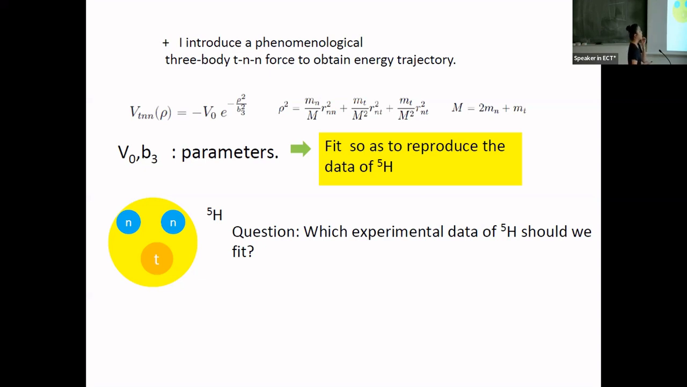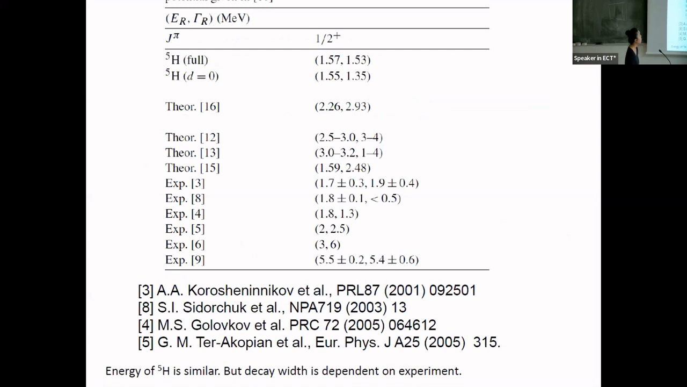Which experimental data of hydrogen-5 should we fit? Because as mentioned before, in experiment we have several experimental data of hydrogen-5. You can see the energy is okay, but the decay width has a great variety. So therefore, I have no idea which experimental data to rely on.